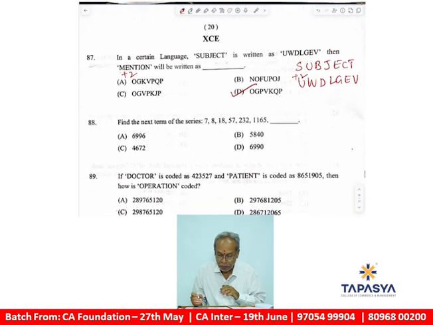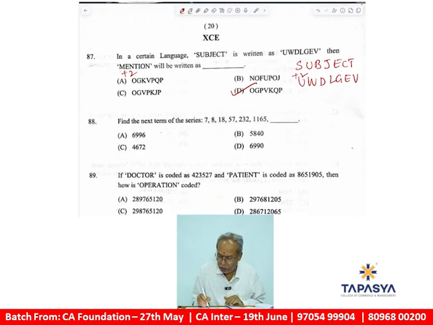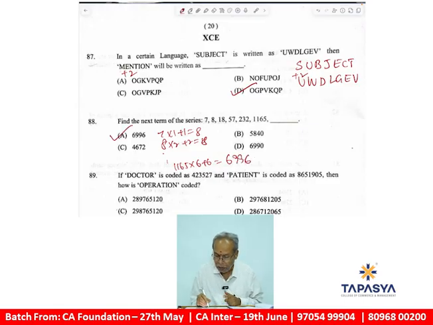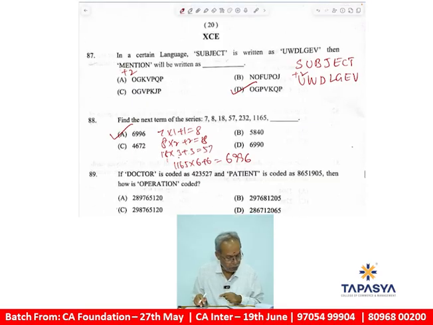Next comes the next term of the series. You can easily observe the series. 7 into 1 plus 1, you will get 8. 8 into 2 plus 2, you will get 18. Like that, if you continue it, 1165 into 6 plus 6 comes to 6996. The answer is A. So the pattern is multiply the number, just increment this. So 18 into 3 plus 3, 54 plus 3, 57. Like this, if you continue, you will get the answer.